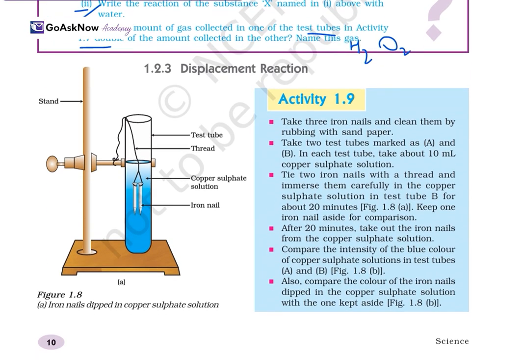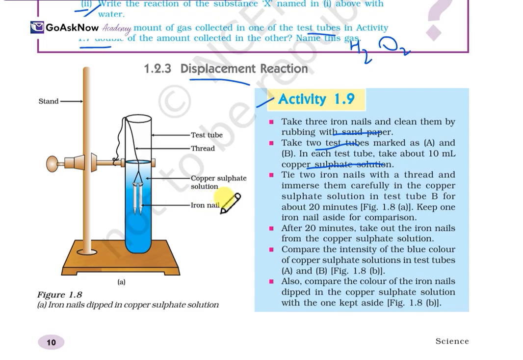Now the displacement reaction. Let's move ahead with the new topic, which is displacement reaction. Firstly, the activity part. Take three iron nails and clean them by rubbing with sand paper. Now take two test tubes and mark them as A and B. In each test tube take 10 ml of copper sulfate solution. Now tie the iron nails with thread and immerse them carefully in the copper sulfate solution in test tube B for about 20 minutes.